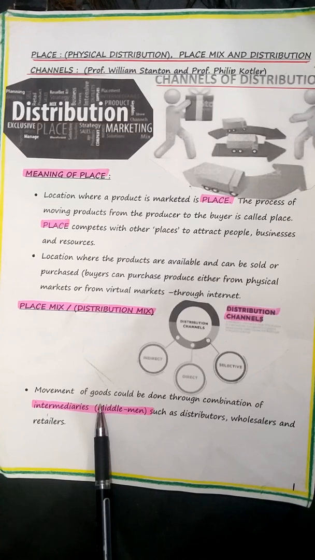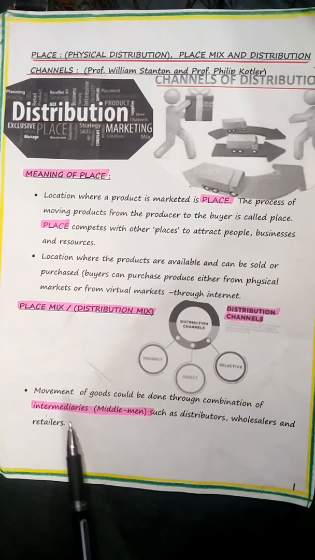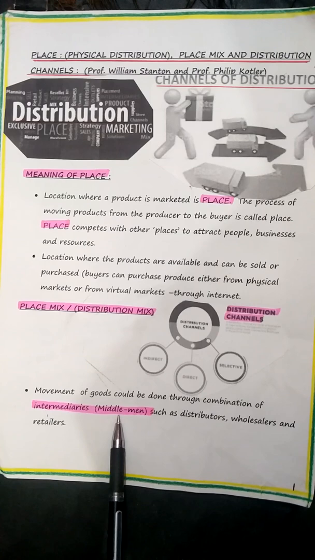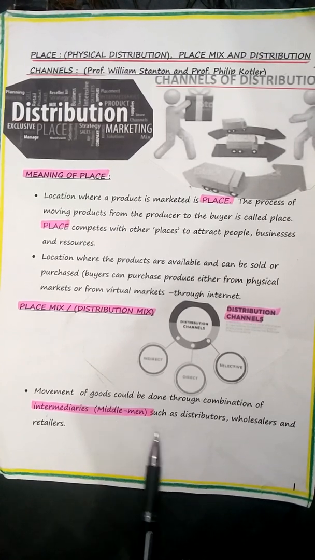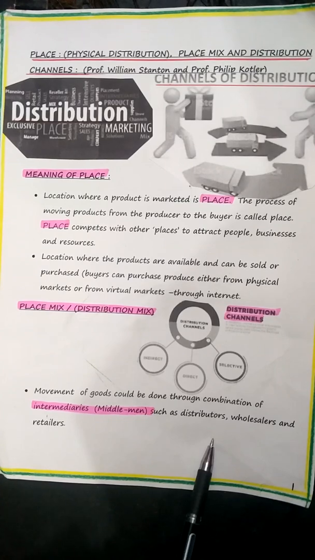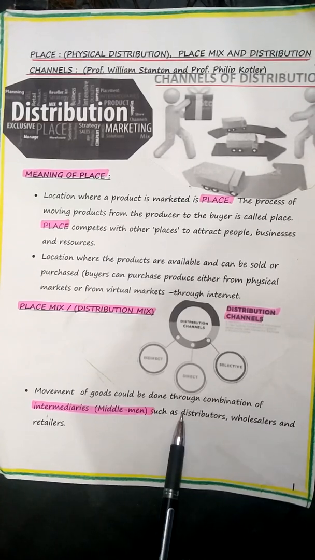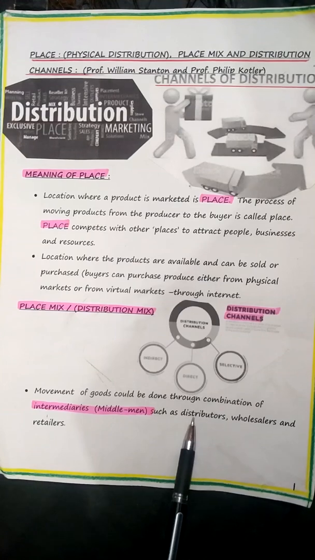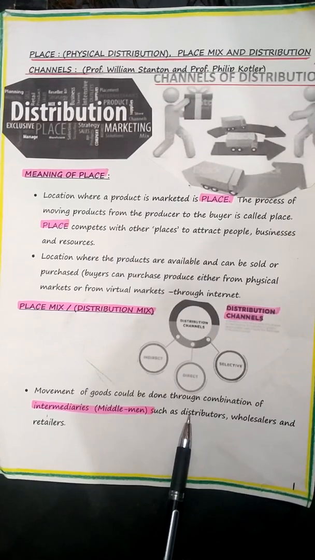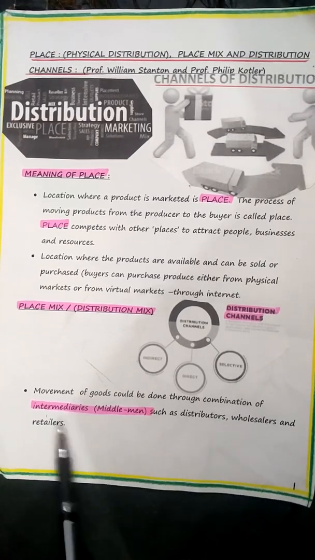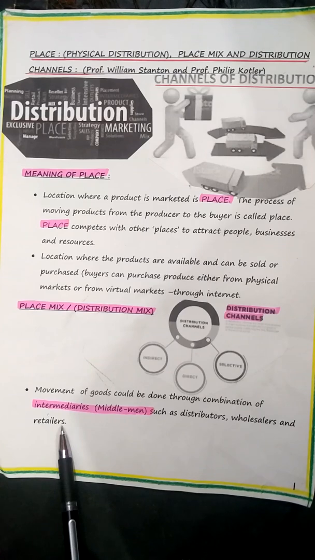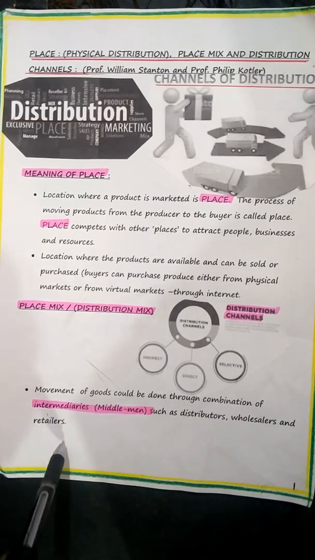Movement of goods could be done through a combination of intermediaries. Who are intermediaries? I put it as middlemen. Middlemen are nothing but third-party companies, such as distributors, wholesalers, and retailers. Distributors are those people who supply goods to the retailer. Wholesalers are those who deal with wholesale trade. Retailers are those who deal with retail trade. Please make a note.